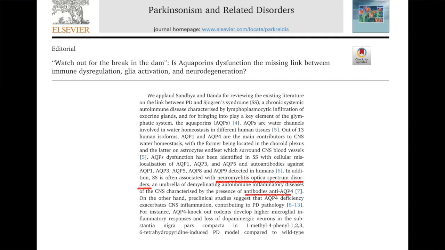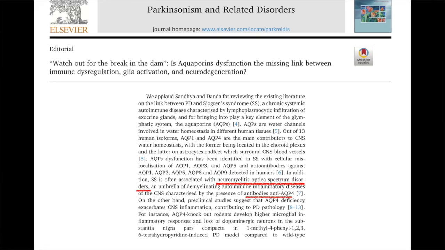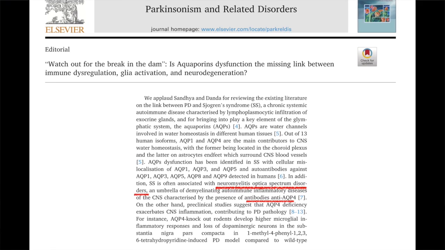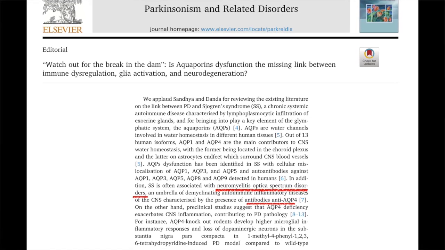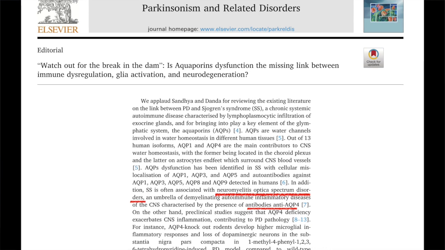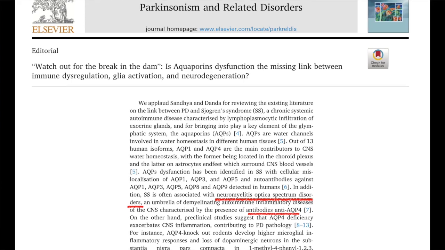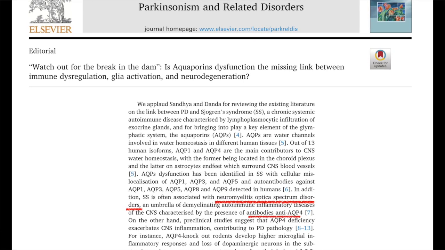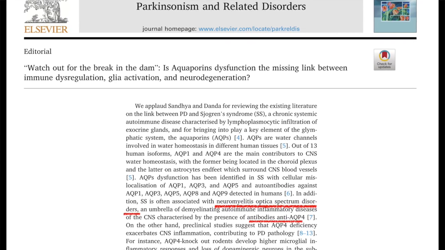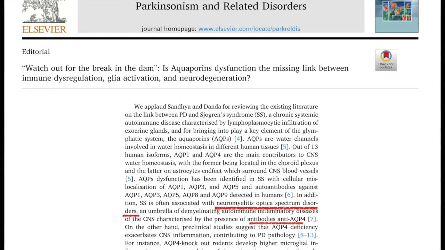And we know that autoantibodies against aquaporin 4 are crucial for the development of neuromyelitis optica spectrum disorders that you rightly mentioned, which is essentially an umbrella of demyelinating disorders of the central nervous system, which can often be associated with other systemic diseases, among them also Sjogren's syndrome.